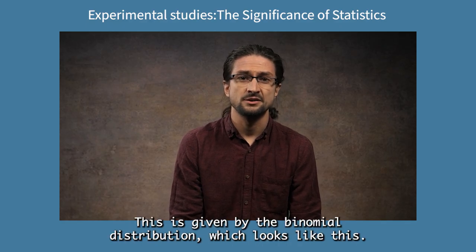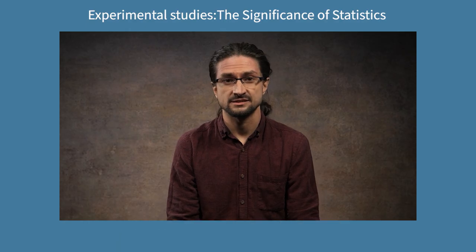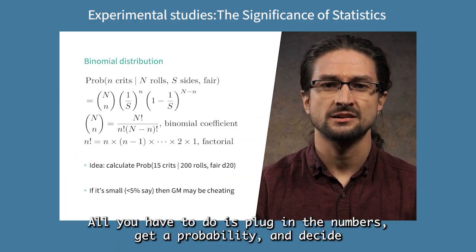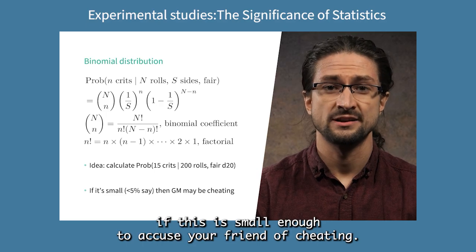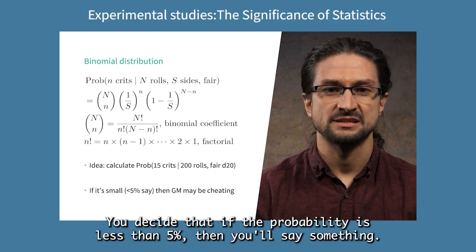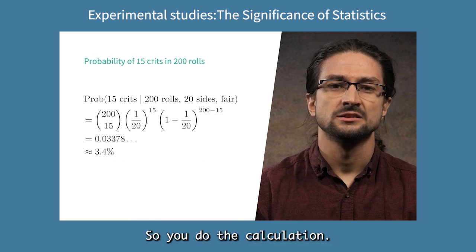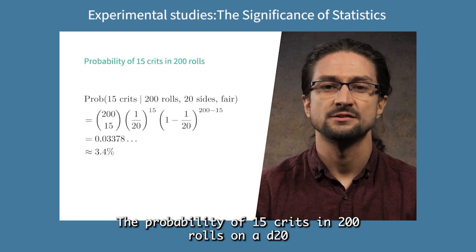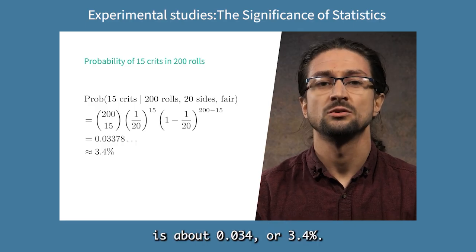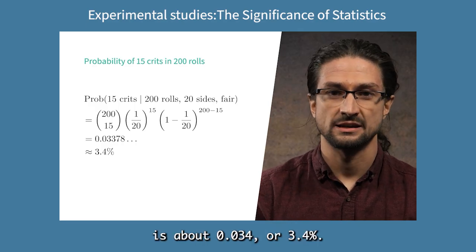This is given by the binomial distribution, which looks like this. All you have to do is plug in the numbers, get a probability, and decide if this is small enough to accuse your friend of cheating. You decide that if the probability is less than 5%, then you'll say something. So you do the calculation. The probability of 15 crits in 200 rolls on a D20 is about 0.034, or 3.4%.